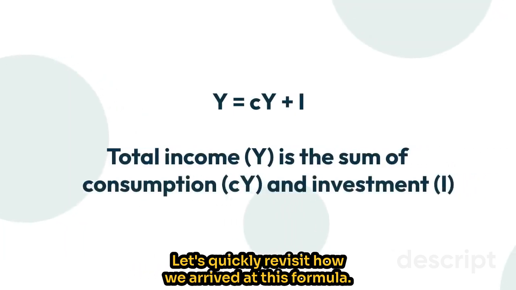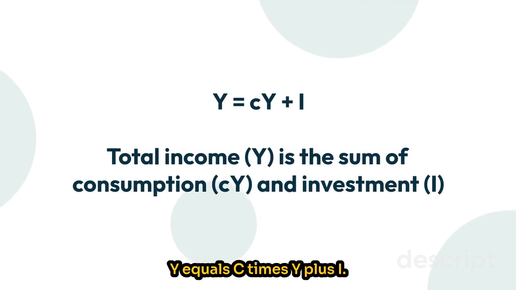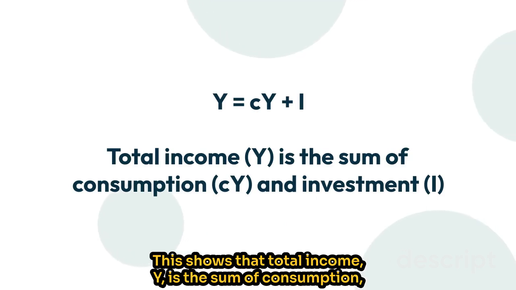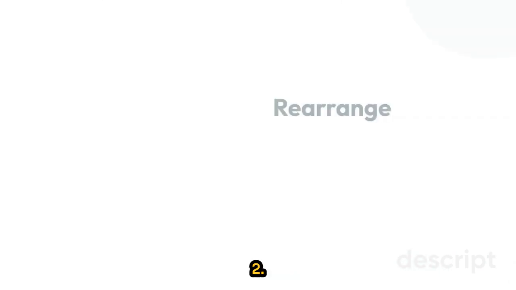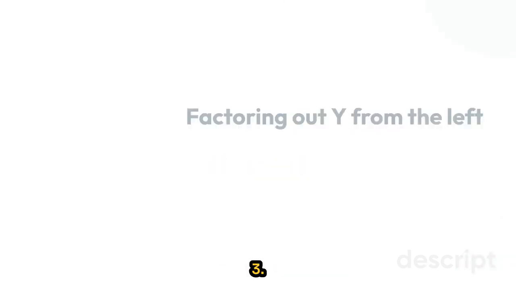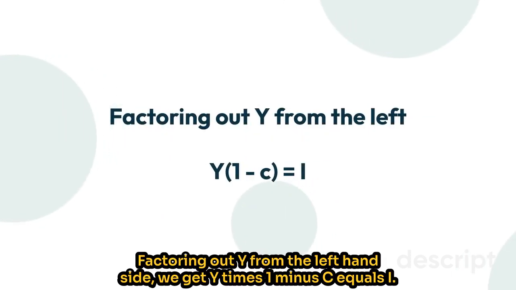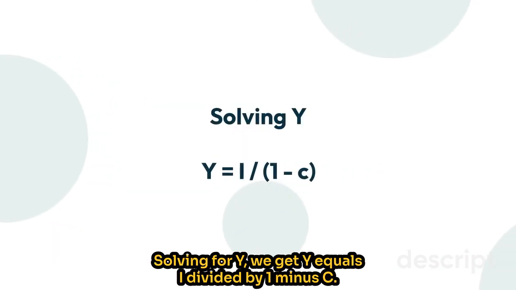Let's quickly revisit how we arrived at this formula. We started with 1. Y equals C times Y plus I. This shows that total income, Y, is the sum of consumption, C times Y, and investment, I. 2. Rearranging, we get Y minus C times Y equals I. 3. Factoring out Y from the left-hand side, we get Y times 1 minus C equals I. 4. Solving for Y, we get Y equals I divided by 1 minus C.